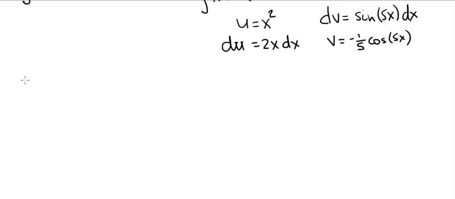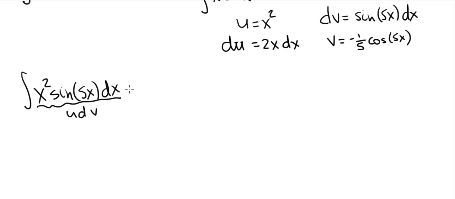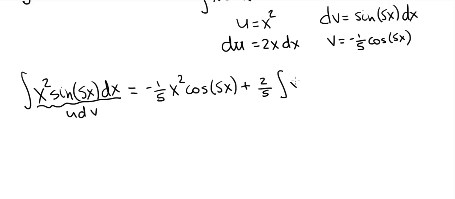Now let's use integration by parts. The original integral that we started with, x squared times sine of 5x, is the integral of u dv. This is equal to u times v, so minus 1/5 x squared cosine of 5x. There's nothing here to finish. This is already done. Minus the integral of v du. Now notice that v has a minus in it. Minus a minus will turn it into a plus. 2 times 1/5 would be 2 over 5 times the integral of x cosine of 5x dx.